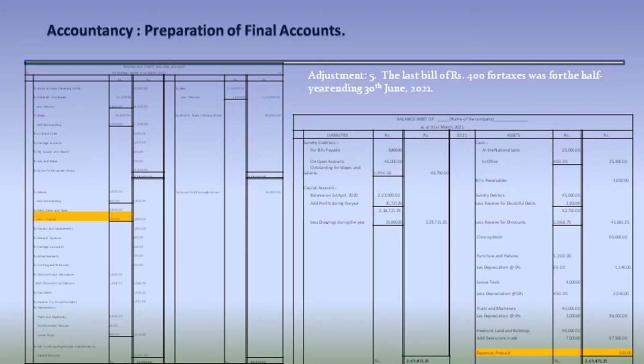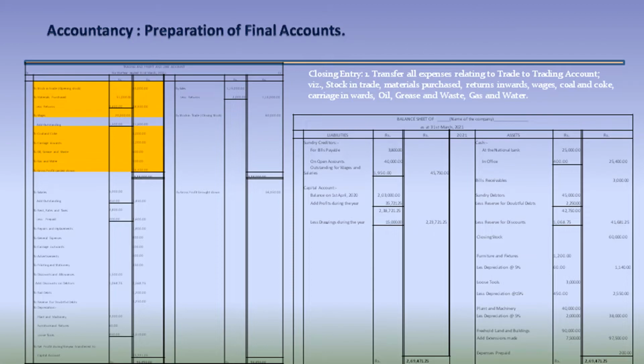Fifth adjustment. The last bill of 400 rupees for taxes was for the half year ending 30th June 2021. We are making the accounts as on 31st March 2021. Half year means January to June, 6 months. So January, February, March, 3 months only belong to the current year. So of 400 rupees, 200 rupees is the current year and 200 is the advance tax paid. So we have to record in the profit and loss account rent, rates and taxes 2,800 from the trial balance and less prepaid 200. We have to deduct this from the amount and then put the net amount 2,600 in the outer column. We have to record it on the asset side as expenses prepaid 200 rupees.